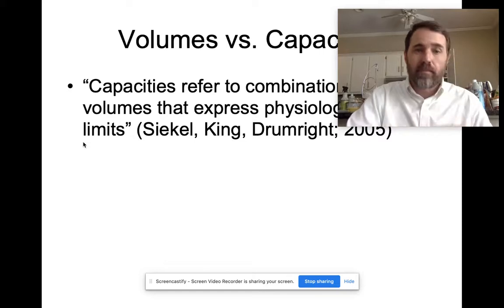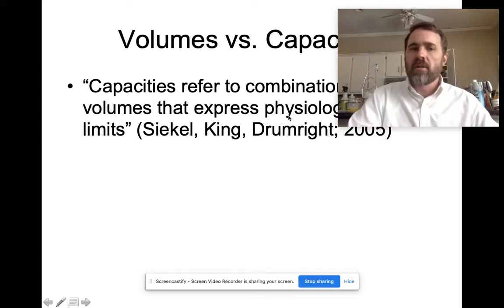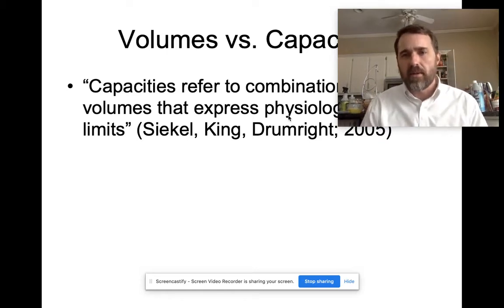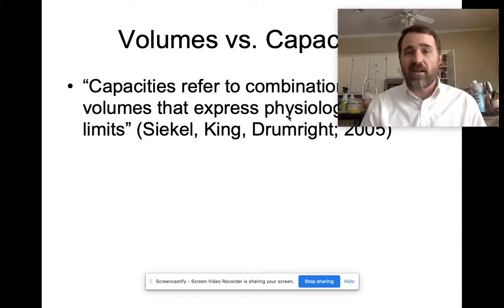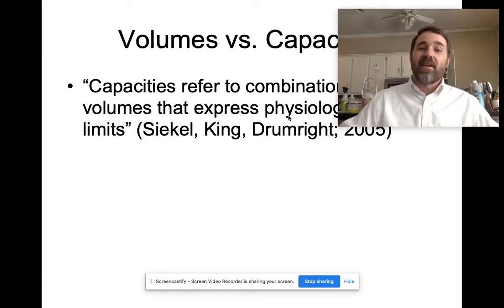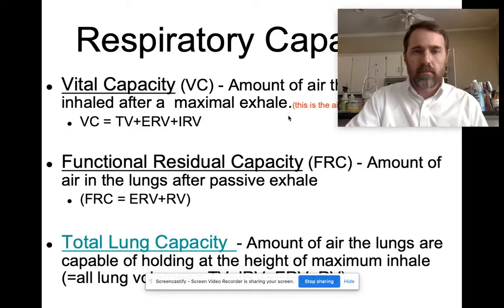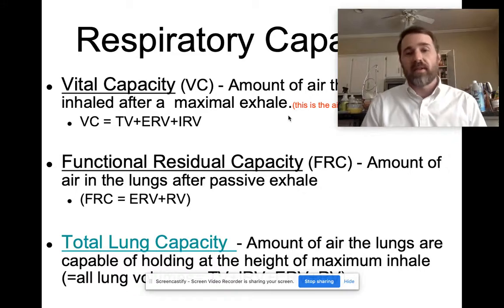So capacities refer to the combinations of volumes that express physiological limits. So the physiological limit that total lung capacity would express is the amount of air that I'm physically capable of holding in my lungs. I mentioned this on one of the previous slides.